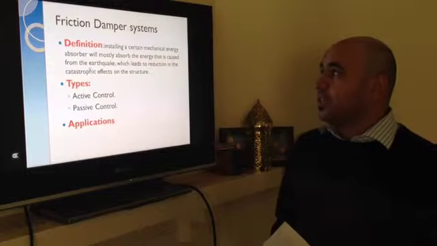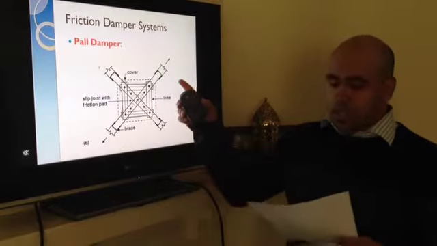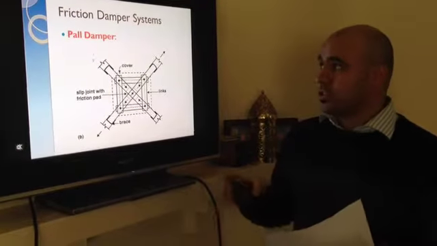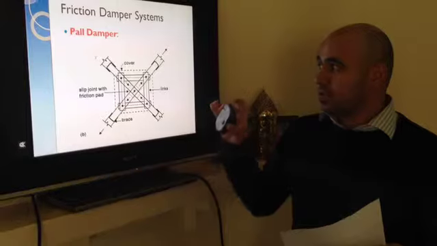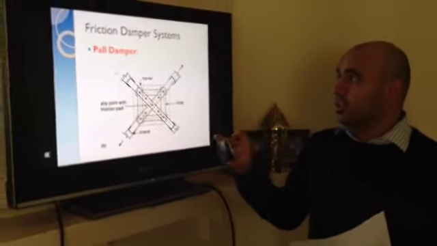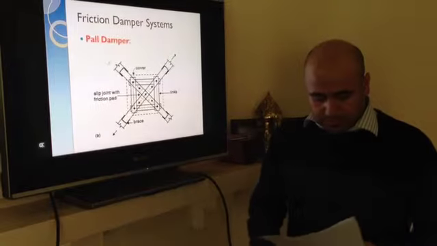One of the applications I would like to talk about is the pall damper, which is the X braces. It is used to install specific materials through the bolts and the joints to reduce the load caused by any external hazard.